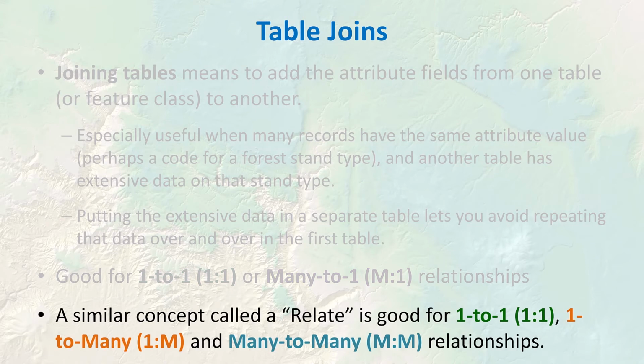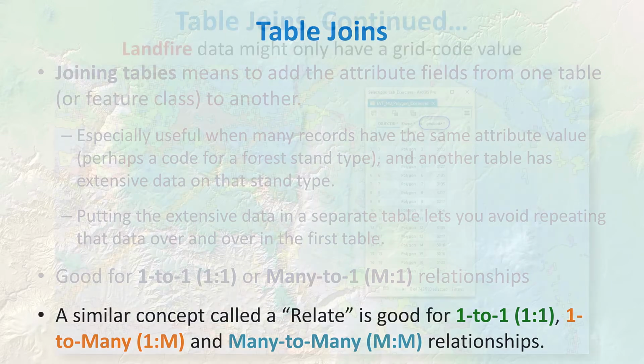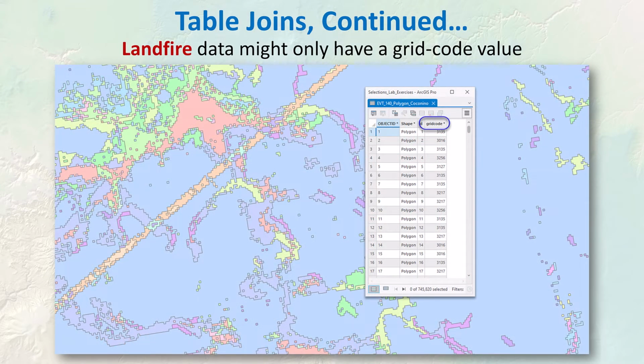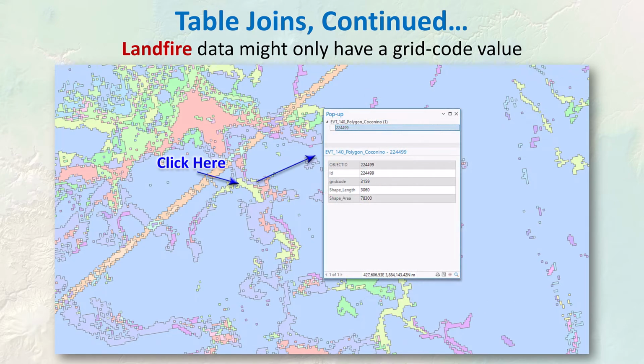There's actually a similar concept called a relate that's good for one-to-many relationships and many-to-many relationships. We'll get into that in a second. Now, here is a scenario crying out for a join. We have a polygon feature class with very little data in the attribute table, and notice that this polygon feature has a very large number of records. We can use the identify command on a spot, and we learn very little about that spot. How useful is it to us really to know that the polygon has a grid code value of 3159? Doesn't do much for me.